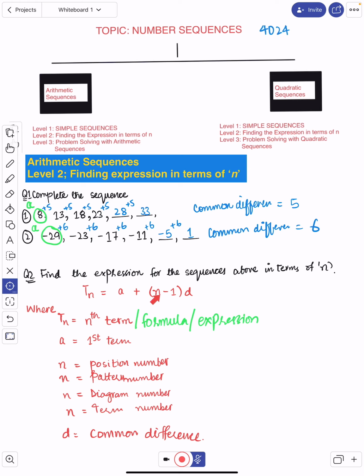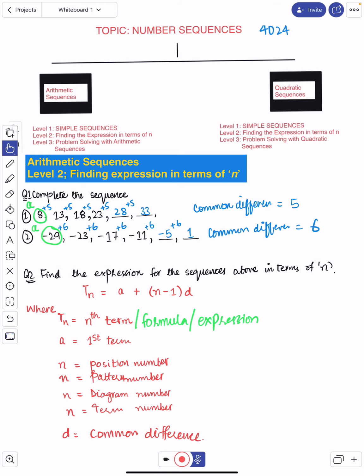Your n here is called position number, or it is a pattern number, diagram number, term number. It means term number 1, term number 2, term number 3, term number 4. So n is 4 here, n is 5, n is 6, sixth term actually. Pattern number and diagram number will be explained in level number 3. Common difference is d, as I earlier mentioned here.